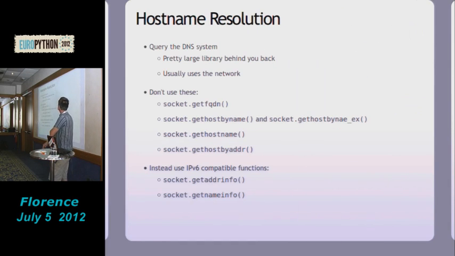Then name resolution. You probably all know the DNS system. It's fairly complex stuff, and lots of stuff goes on over the network as well. Essentially, try not to use the old v4 functions, but use the IPv6 compatible ones at the bottom. I'll talk a bit more about getaddrinfo. getnameinfo does the reverse, so if you've got an IP address and you want to know the hostname, a reverse hostname lookup, it's not used as often.